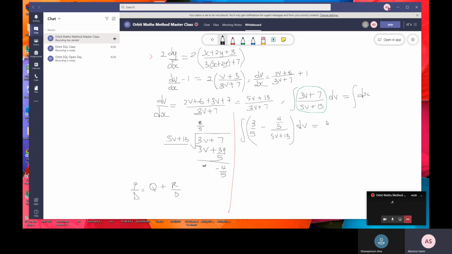Yeah. So this is equal to x plus c. So if I integrate 3 over 5, I will have 3 over 5 v. Let me just bring 4 over 5 outside. So if I integrate 1 over (5v + 13), I will have 1 over 5 ln(5v + 13). Do you agree? Alright. So which is equal to x plus c.